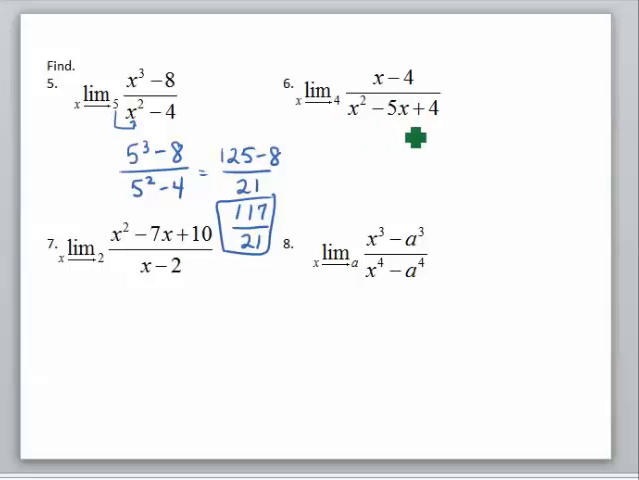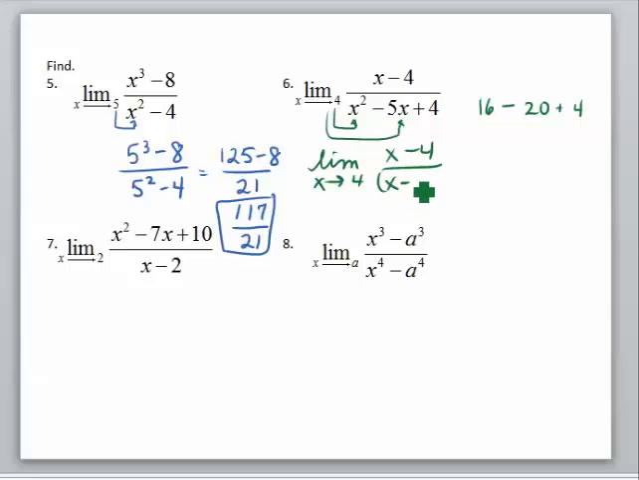On my next one, when I plug in 4s, try direct substitution first. I get 16 minus 20 plus 4, so that's going to give me a 0 on the bottom of the fraction. So I'll look at the limit as x approaches 4, x minus 4 over, factor the bottom, x minus 4 times x minus 1. The x minus 4's cancel, and now I can use direct substitution again. So I'd have 1 on the top and 4 minus 1 on the bottom, which would give me an answer of 1/3.